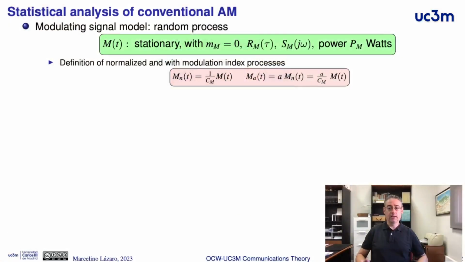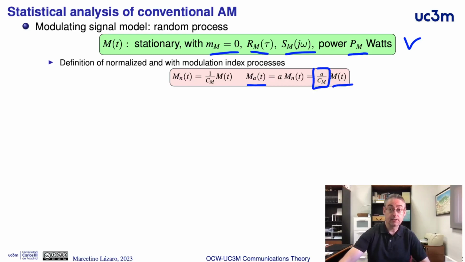In this video, we will analyze a conventional amplitude modulation when the modulating signal m(t) is a random signal. In this case, the model for the modulating signal is a stationary random process with zero mean and with a known autocorrelation function, power spectral density and power. The modulating signal with modulation index A, m_A, is related with the modulating signal just by this scaling factor, the ratio between the modulation index and the range of the modulating signal.